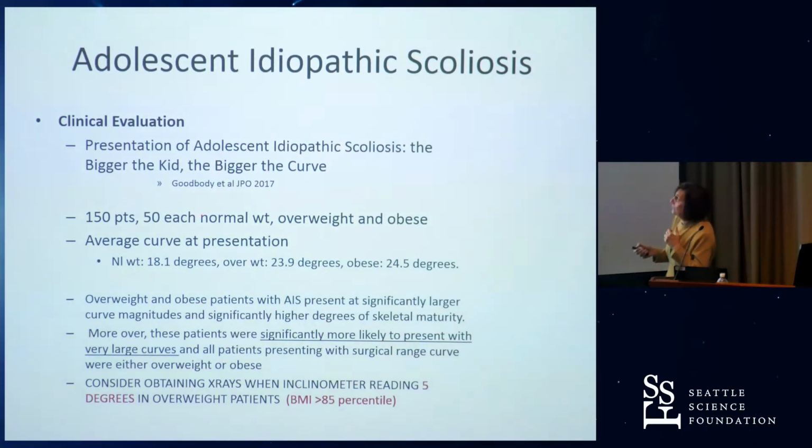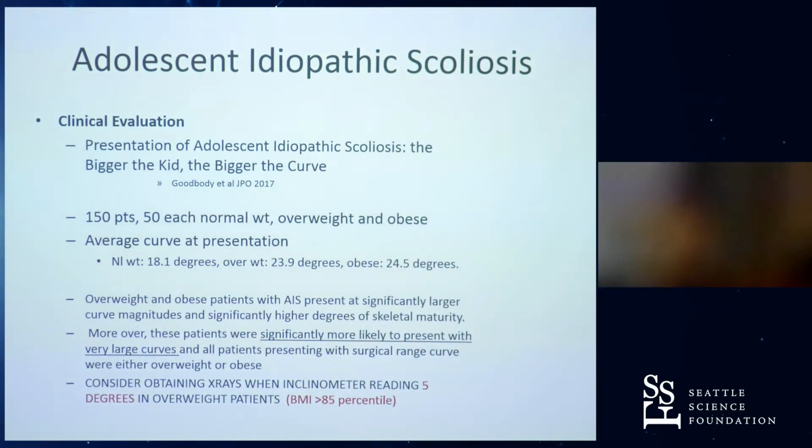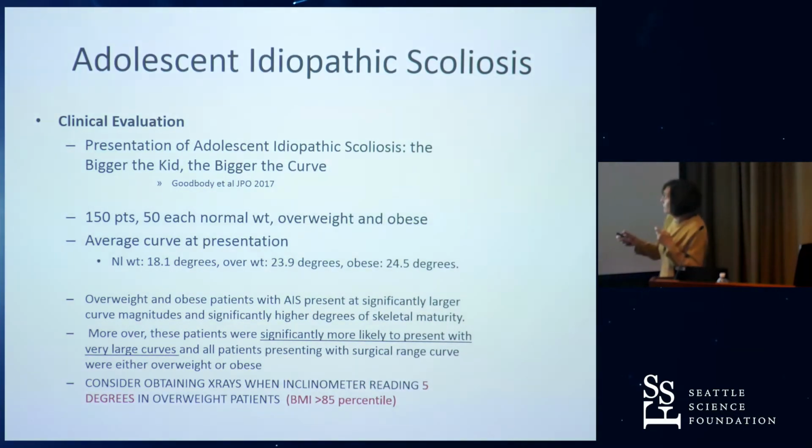In their study, they had 150 kids, 50 of normal weight, 50 overweight, 50 obese. And what they found was that the average size of curve at presentation was larger for the obese kids. In addition to the curves being significantly larger when the obese kids presented, those kids probably, and again, not my area of expertise, but probably around that syndrome X, those earlier maturations that we see in our kids who are heavier, were also more skeletally mature.